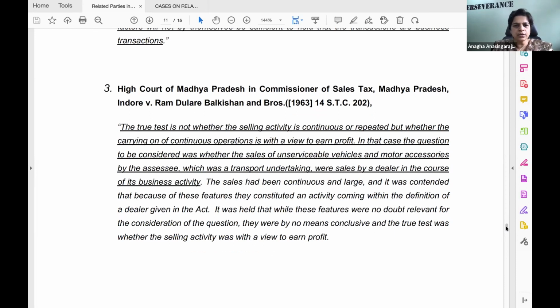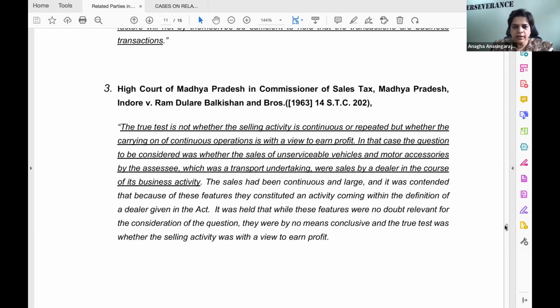In that case, the question to be considered was whether the sales of unserviceable vehicles and motor accessories by the assessee, which was a transport undertaking, were sales by a dealer in the course of the business activity. The sales had been continuous and large, and it was contended that because of these features, they constituted an activity coming within the definition of the dealer.